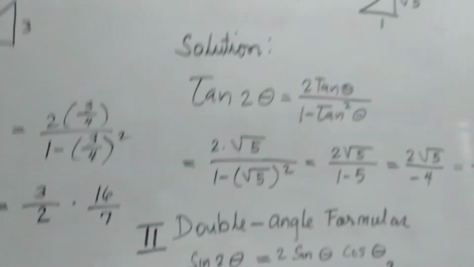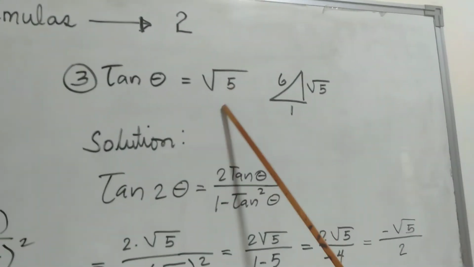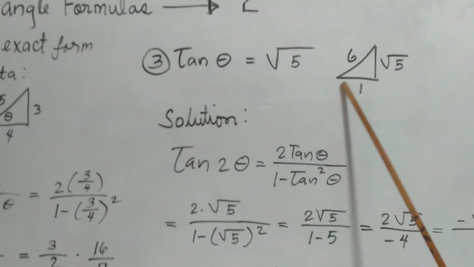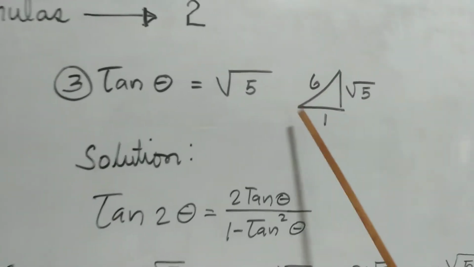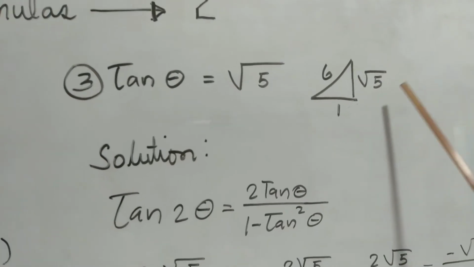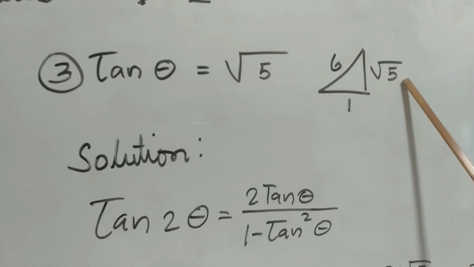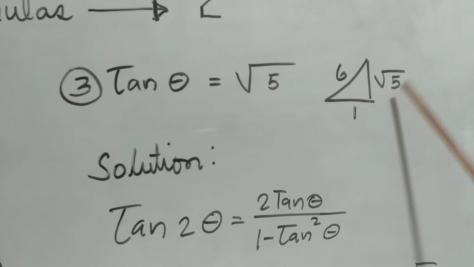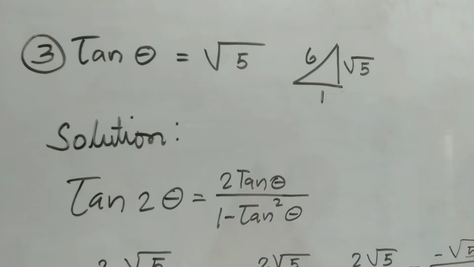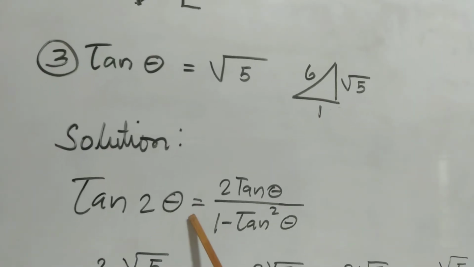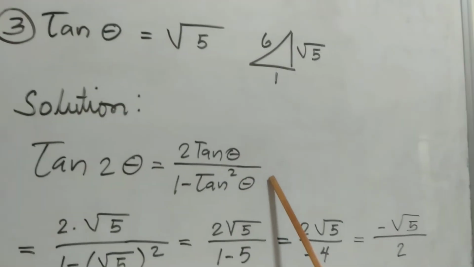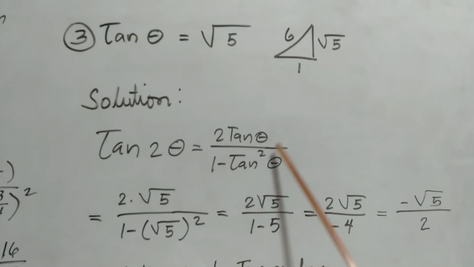So for number 3, we have tangent theta equal to square root of 5. So our base is equal to 1 and our hypotenuse is equal to 6, because the square root of 5 squared is equal to 5, plus 1 squared is 1, and 5 plus 1 is 6. Tangent 2 theta is equal to, the formula is 2 tangent theta over 1 minus tangent squared theta. Just substitute the value of square root of 5 for tangent theta.